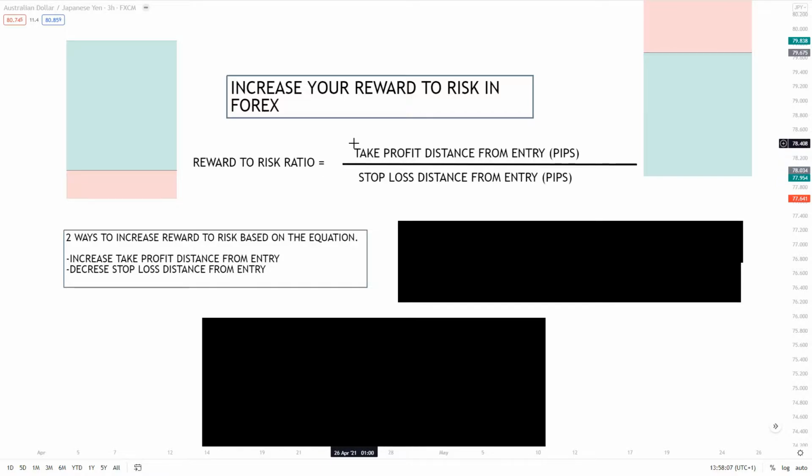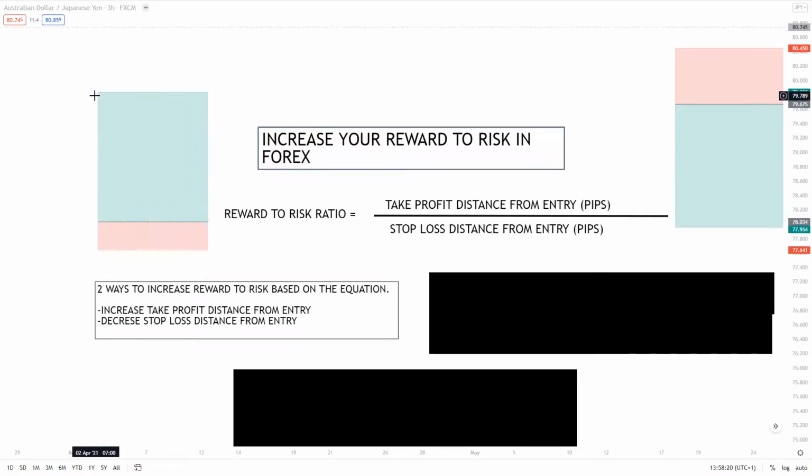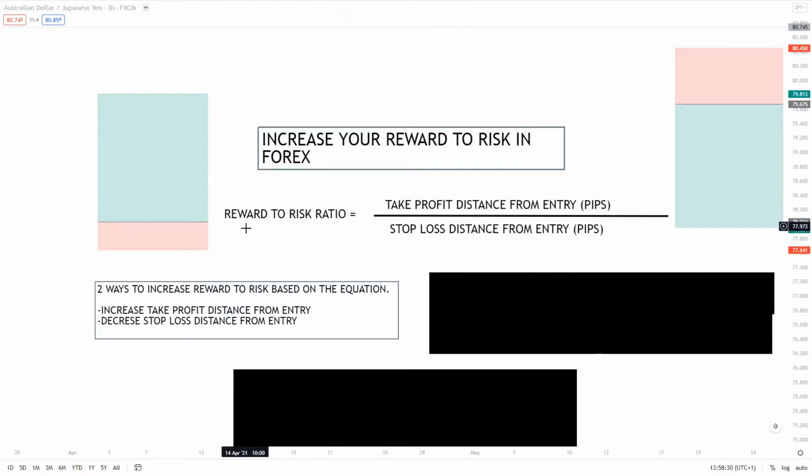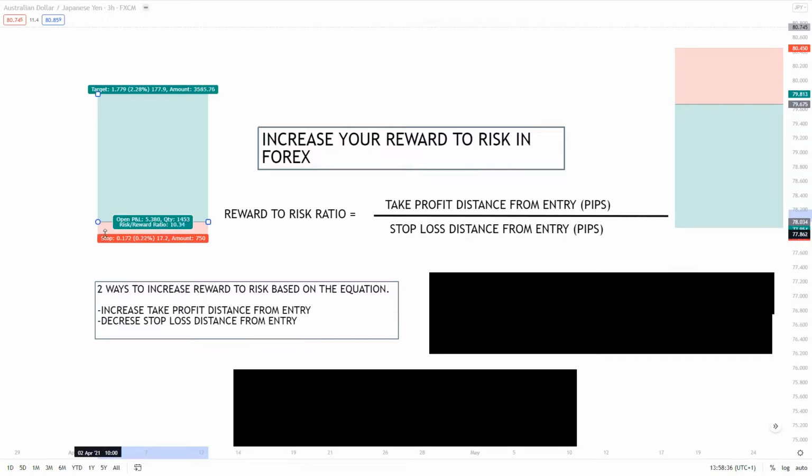So based on that equation, there's really only two ways to increase the outcome of this equation, so the reward to risk ratio. The first way is to increase your take profit distance from the entry. So you're basically going to take a trade which has a take profit which is further away from where you enter the trade. So the target for the trade is basically further away from the entry. Or you can increase your reward to risk ratio by decreasing the stop loss from the entry. So that's basically having a smaller stop loss, which means that the same distance traveled to the target point will result in a higher reward to risk ratio.